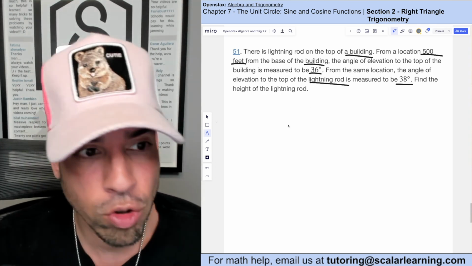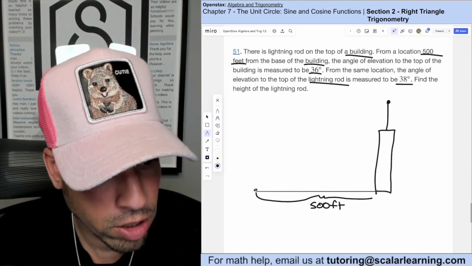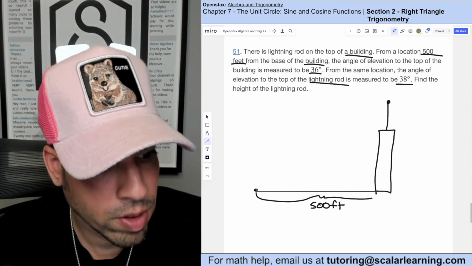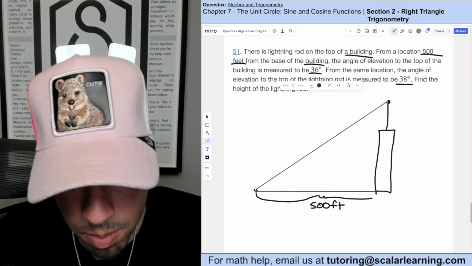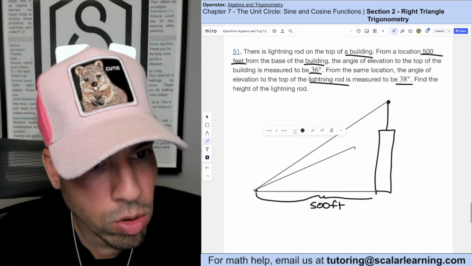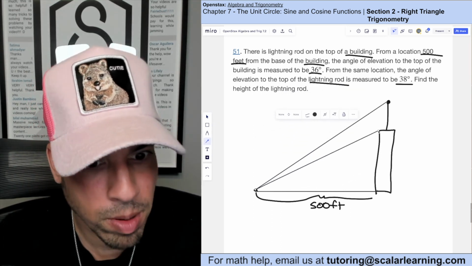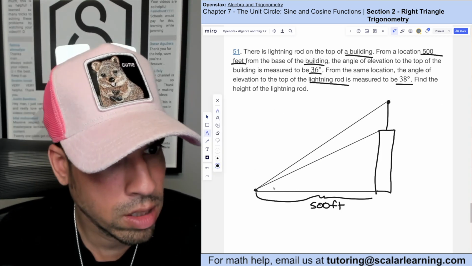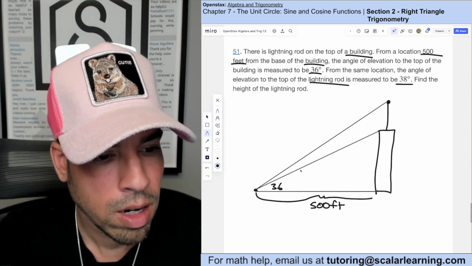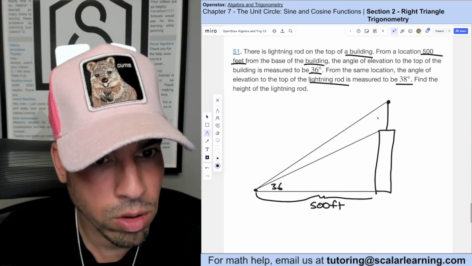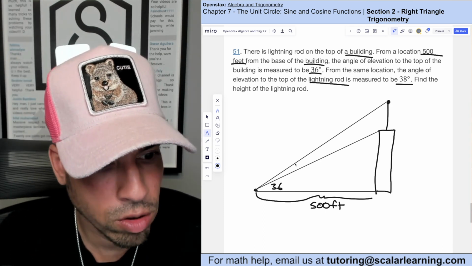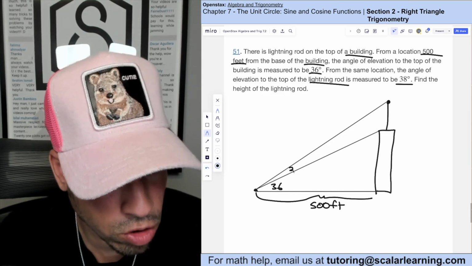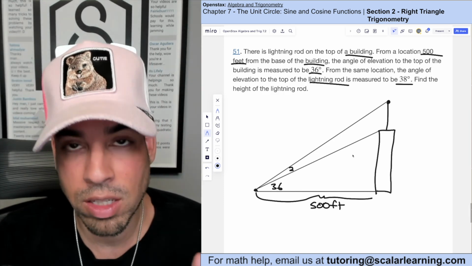So we need to draw this out. So we have a location here that's 500 feet from the base of the building. And they said that we've got two angles of elevation. We've got going up to the top of the lightning rod, and then we also have going to the top of the building. And what they're saying is this angle here to the top of the building is 36. And then they're saying this entire angle to the lightning rod is 38. So this angle is 38, which means this little baby angle in here is just 2 degrees. So I'm going to write 2 so it doesn't get too confusing.